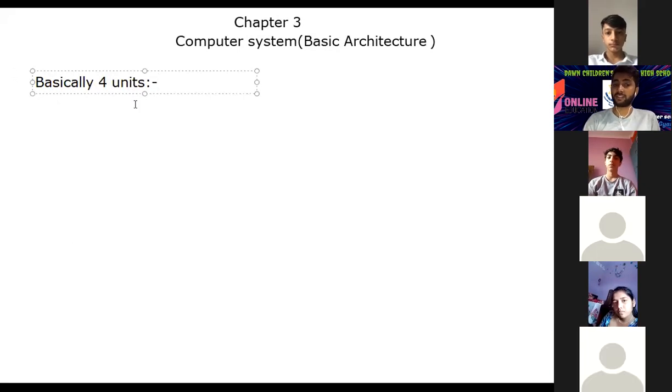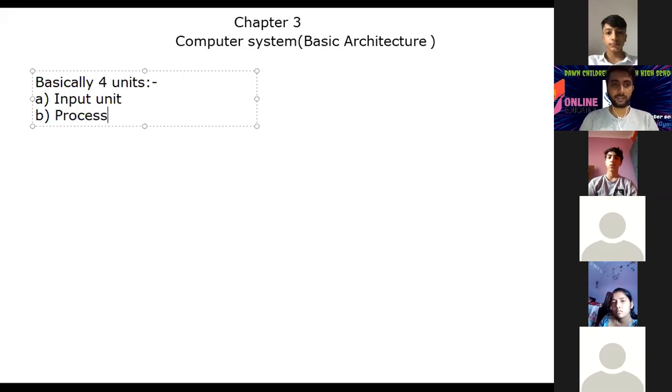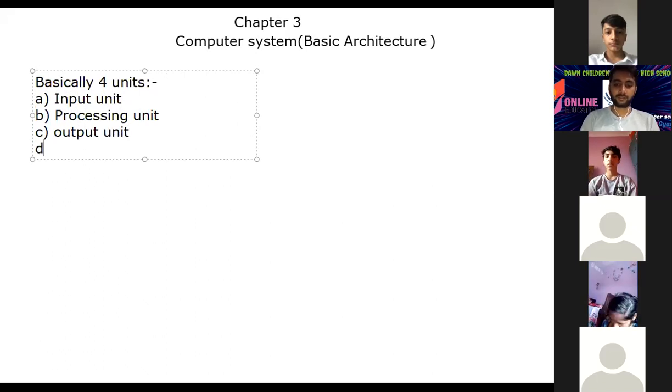For the whole system, we know: input unit, then processing unit, then output unit, and the last one is storage unit. These are 4 units, which are very much important. With the absence of one unit, our computer system is not complete.